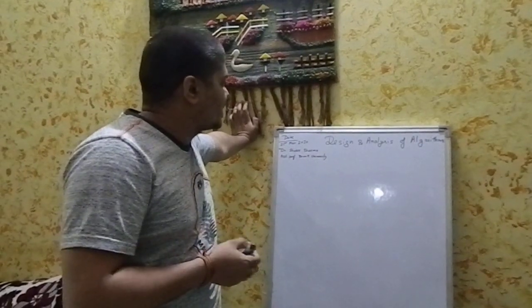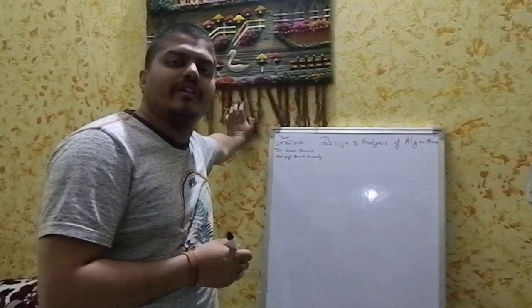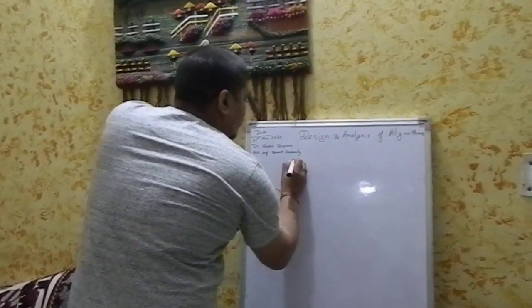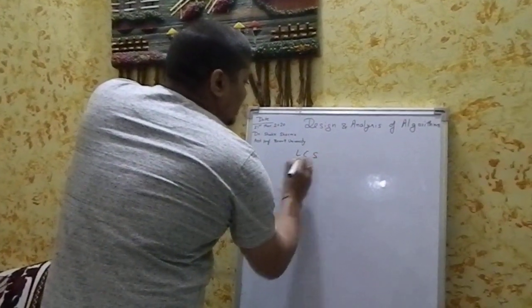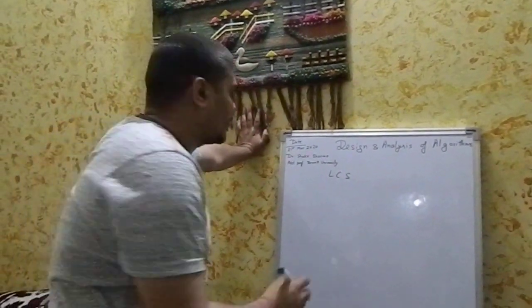Today we are discussing one very important topic of design and analysis of algorithms. In dynamic programming, we do the longest common subsequence identification. So first we need to know what is a subsequence.